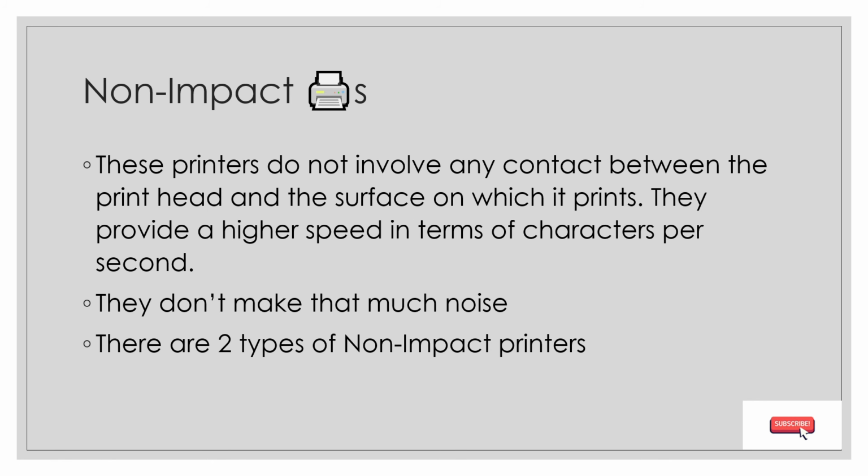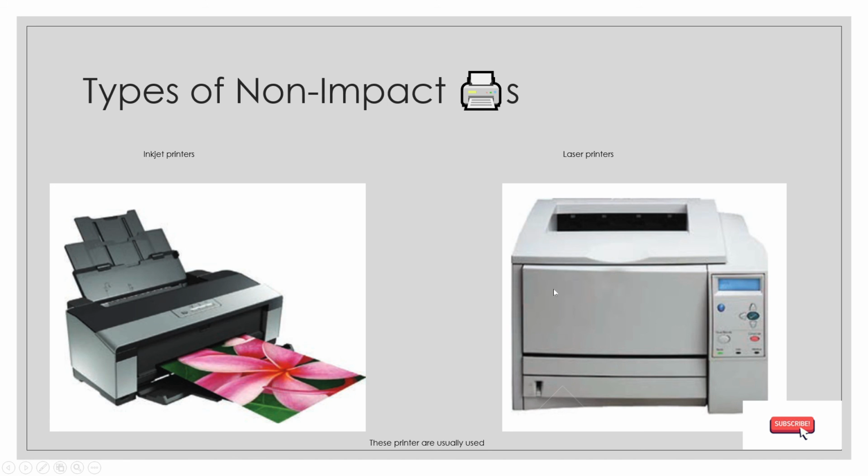Non-impact printers. These printers do not involve any contact between the print head and the surface on which it prints. They provide a higher speed in terms of characters per second. They don't make that much noise. There are two types of non-impact printers: inkjet printers and laser printers. These printers are usually used. We usually use the laser printers. However, this is the inkjet printer which we also use.